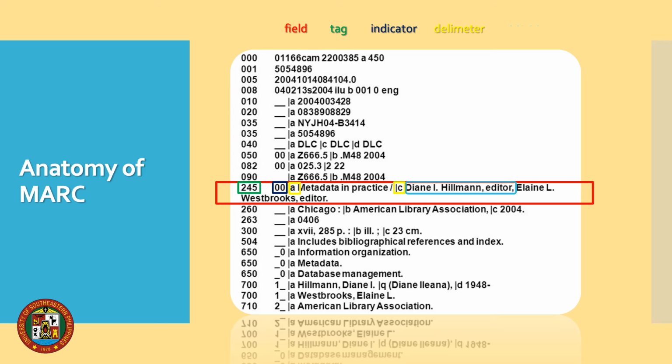A subfield is data within a field. In this example, subfield A is the title and C is the statement of responsibility. There are different subfields for each field, and you will have to refer to the complete list available on the Library of Congress website.